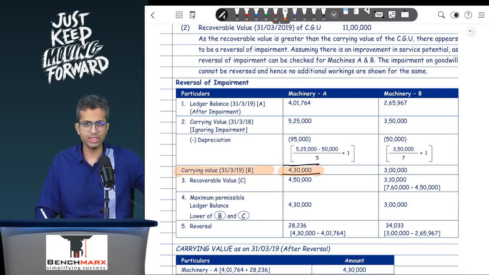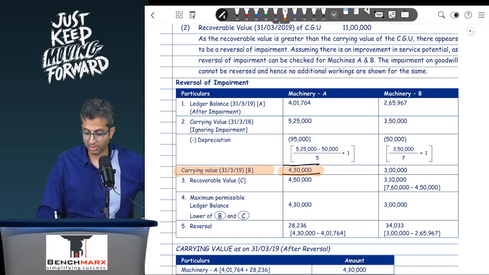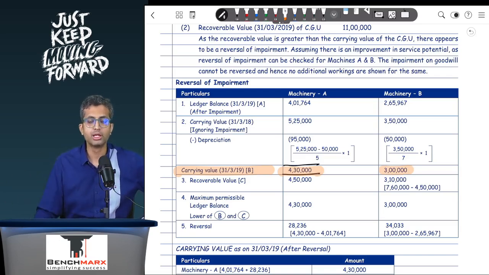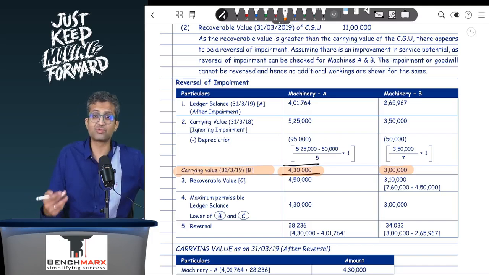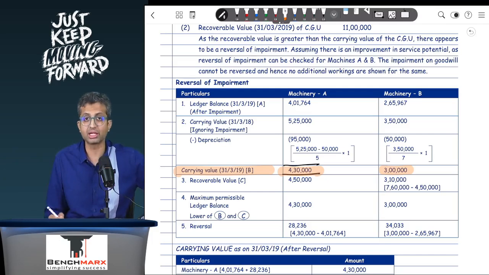For machinery B, this would be at 3,50,000. Remaining 7 years, no salvage value, another 50,000 of depreciation, and you would have come down to 3 lakh. So your carrying value, had there been no impairment, would have been 4,30,000 and 3 lakh rupees. The recoverable value, as you found, for machinery A is 4,50,000 and additional value attributable to machinery B is 3,10,000. So you'll compare this with 4,50,000 and 3,10,000.